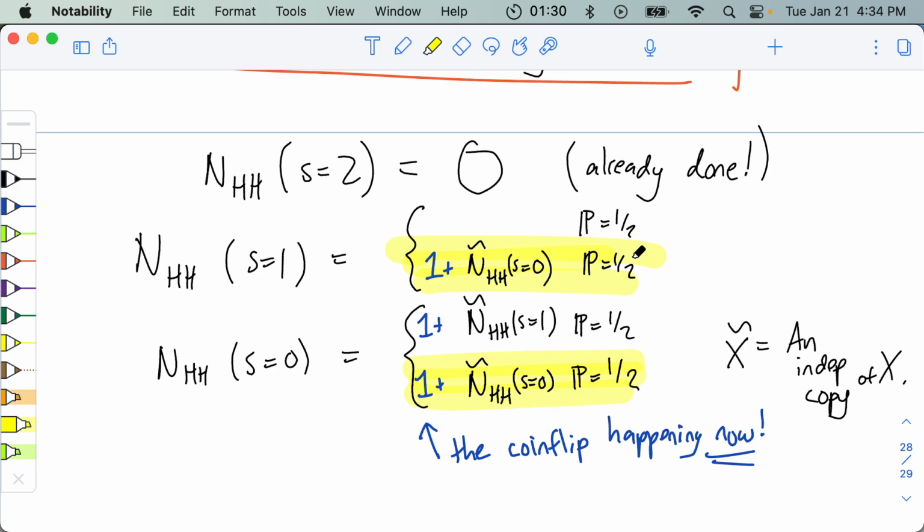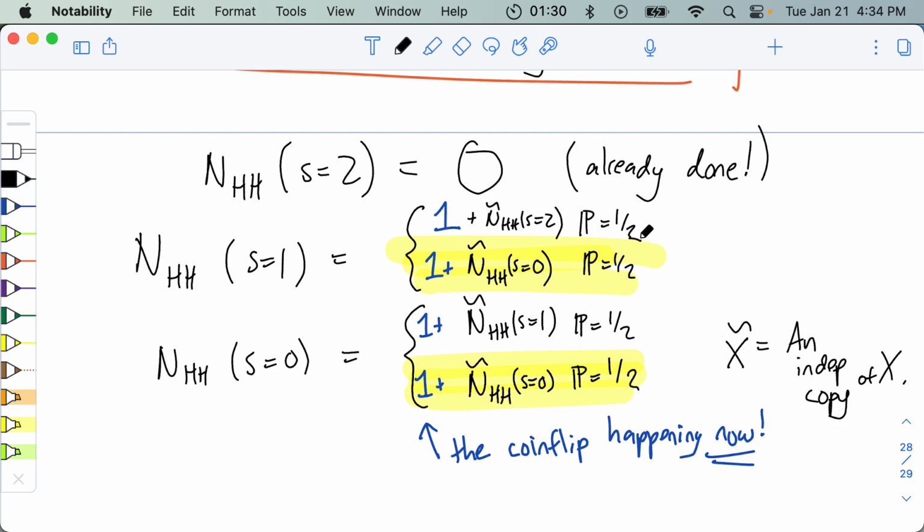The other one is even better news for us. So if you're at 1 coin flip out of 2, and you flip a heads, then you're just done. How long does it take? Well, then it's just 1 plus nothing. So it's just 1. So you could write just 1. That's perfectly correct. You could also, if you want to make the pattern, write 1 plus N tilde heads of s equals 2, right? Because you move up to state 2, and we know that that one is 0. So it's 1 plus 0. It's going to be 1. In any case, there it is. Okay. Questions or comments about how that got filled in?